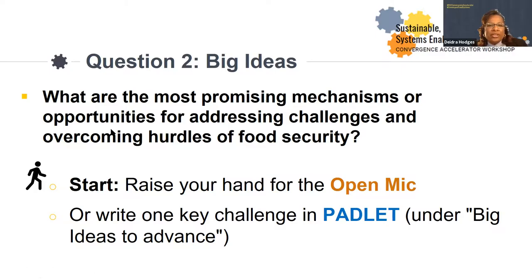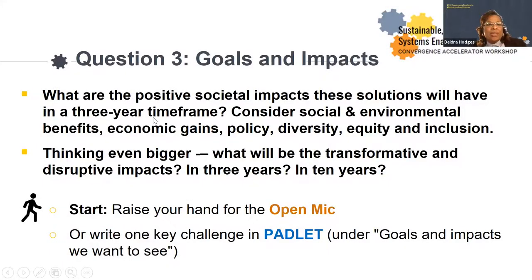But for those, here's question number 3. Goals and impacts. What are the positive societal impacts these solutions will have in a 3-year time frame? What are the solutions? How will they impact society? We've talked a lot about the problems. What are solutions? Will they have a big impact on society? And can these solutions be implemented in 3 years? Consider social and environmental benefits. We're hearing a lot right now about environmental justice, even energy justice, economic. So what are the economic gains?